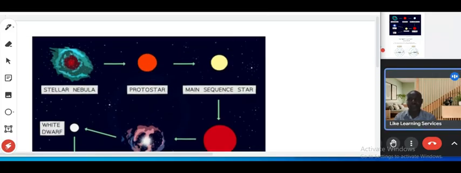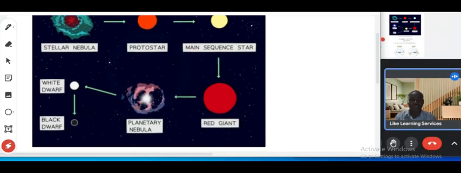Okay, so I said, first of all, if it is a star about the size of our sun, it starts from the stellar nebula to a protostar, and then to a stable or main sequence star. From the main sequence star, it gets into red giant, then to planetary nebula when some particles might be flung into space again, and then from there you have a white dwarf. Just watch what I'm circling. Some parts have been flung into space, some other thing might be left. This inner core that is left forms a white dwarf.